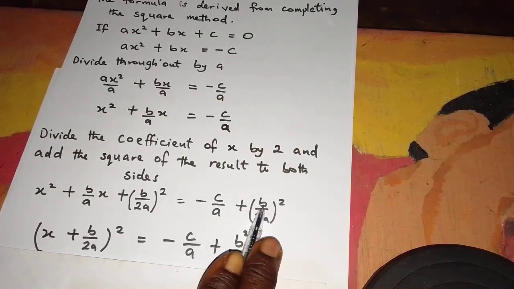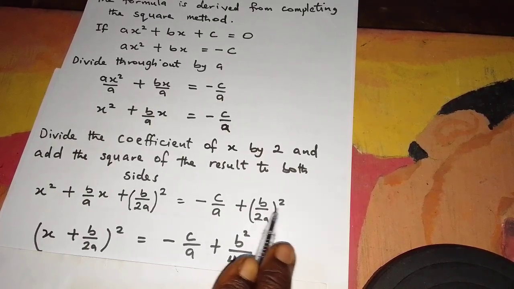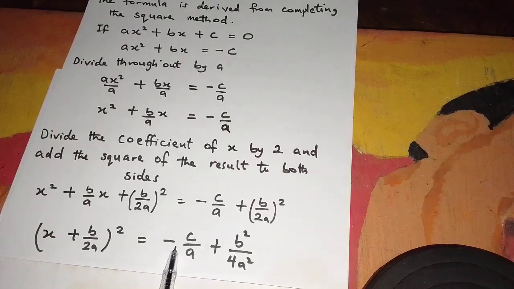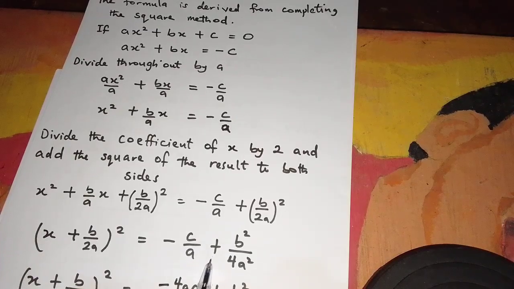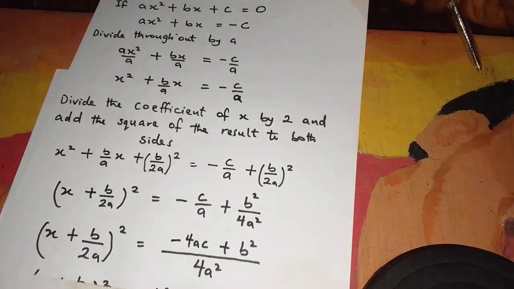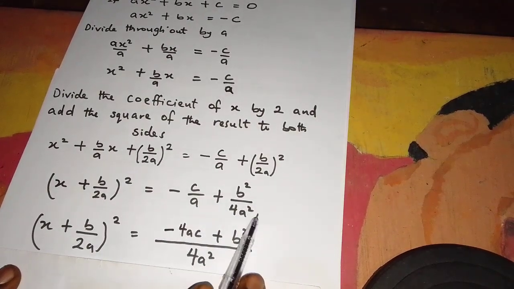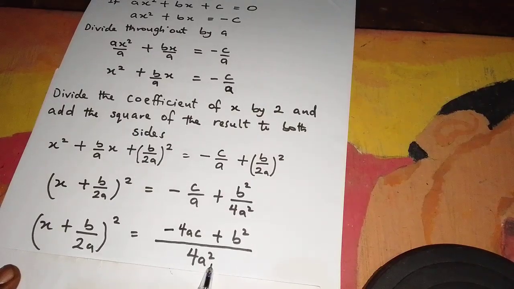equals minus c over a plus, if you expand b over 2a times b over 2a, it will give you b squared over 4a squared. So from here, you resolve this minus c over a plus b squared over 4a squared. When you resolve it, you realize the LCM for a and 4a squared will give us 4a squared.